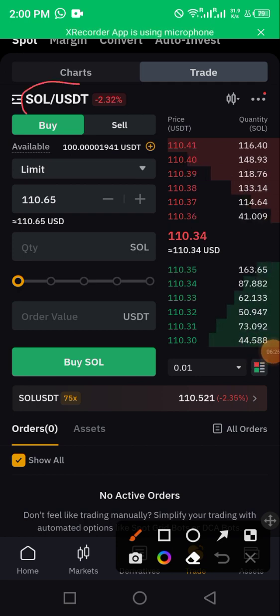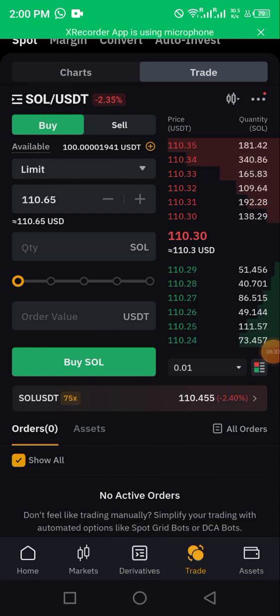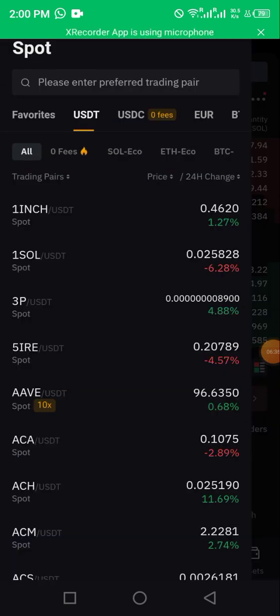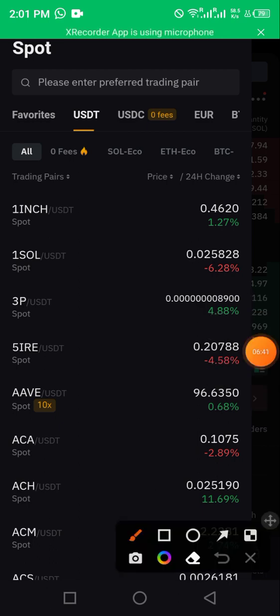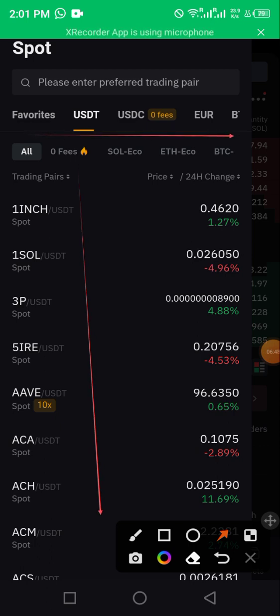You can see here where it is written Solana USDT. You click on it, as it will open up opportunity for you to make choices. So we'll click on it. It has opened up. It has shown you different crypto that are outlined, and it also showed you different trading pairs.